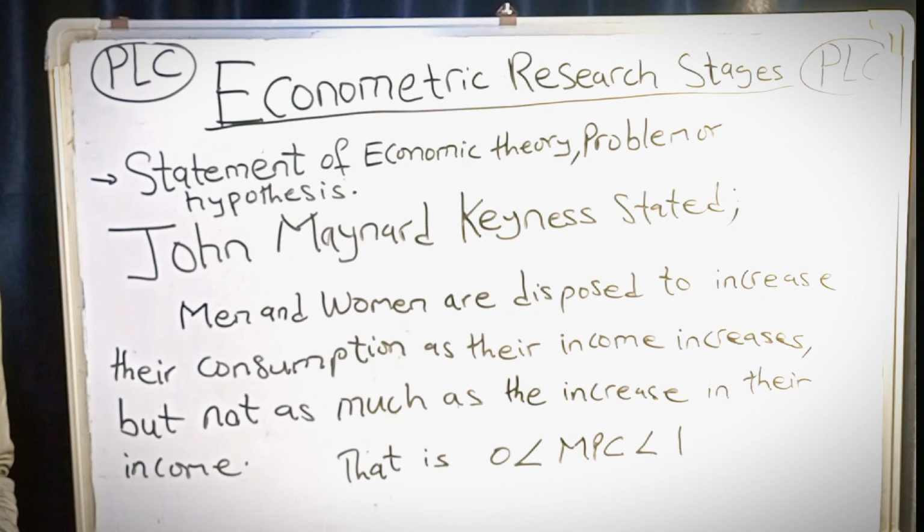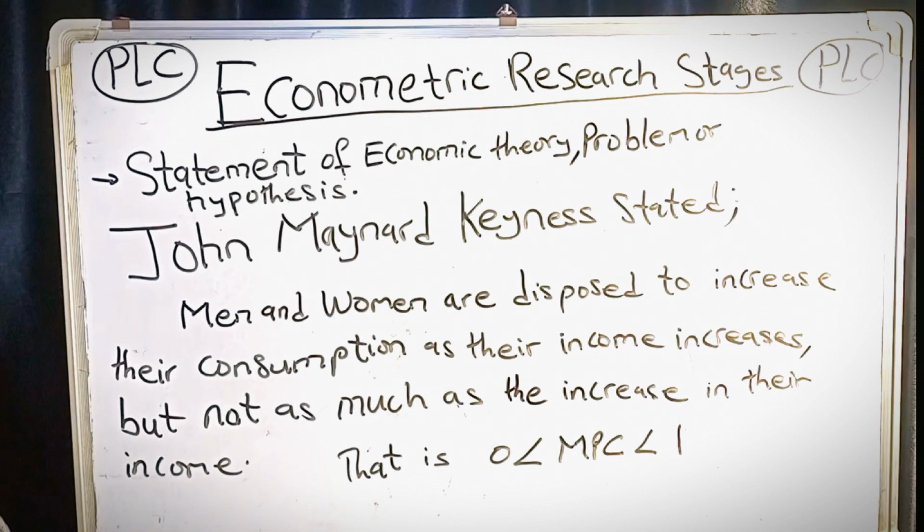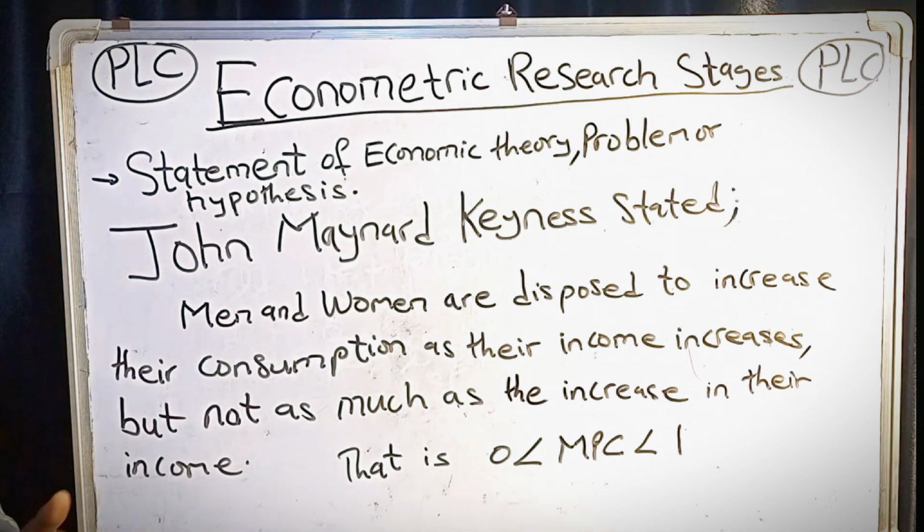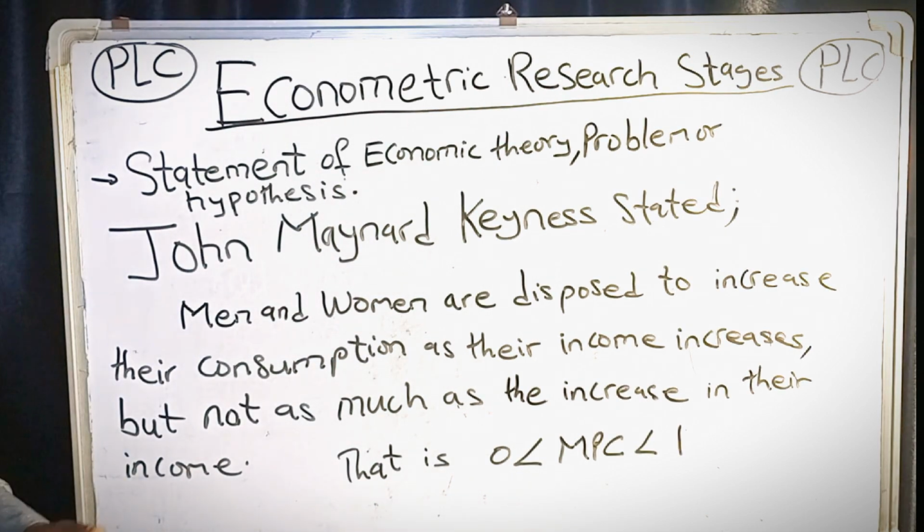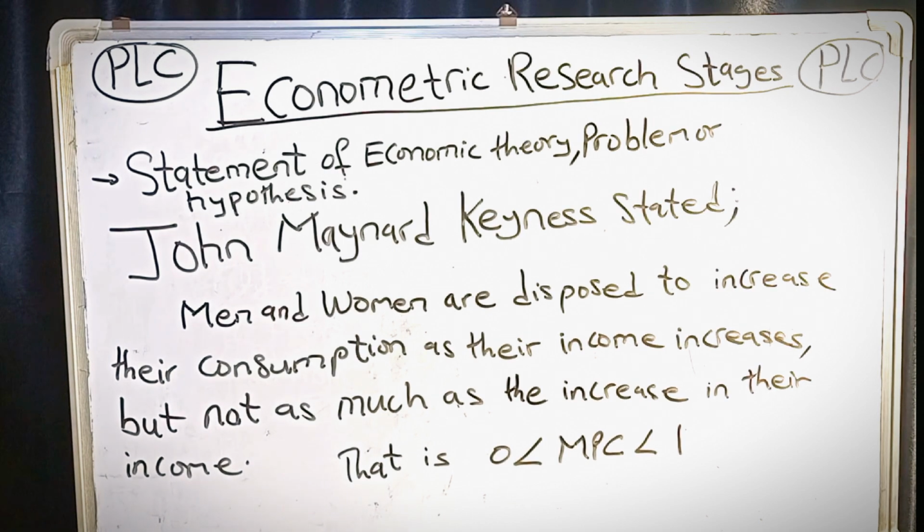In the Keynesian consumption function, he postulated a theory, the absolute income hypothesis, where he stated that men and women are disposed to increase their consumption as their income increases, but not as much as the increase in their income.